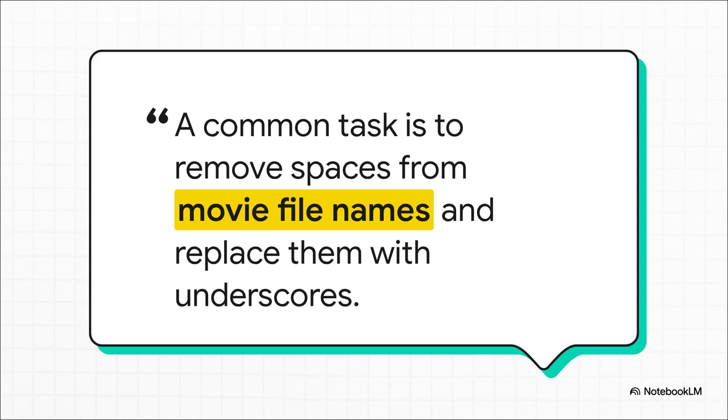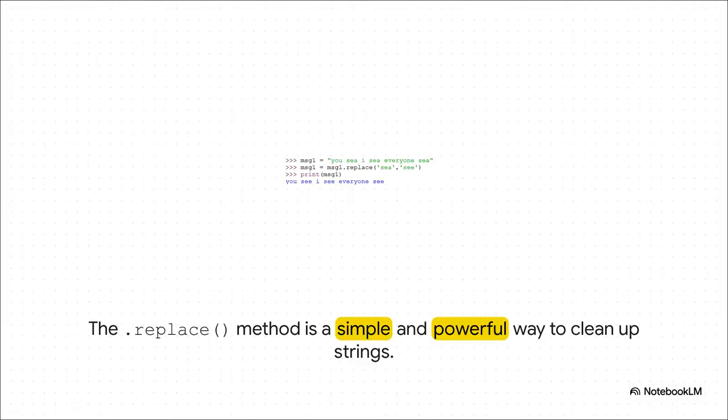Let's make this real. Imagine you've got a folder full of movie files, and the names are all messy with spaces in them, like The Dark Knight. That's a real pain to work with on a command line, right? So a super common fix is to just replace all those spaces with underscores. And this is where a tool like .replace is just perfect.